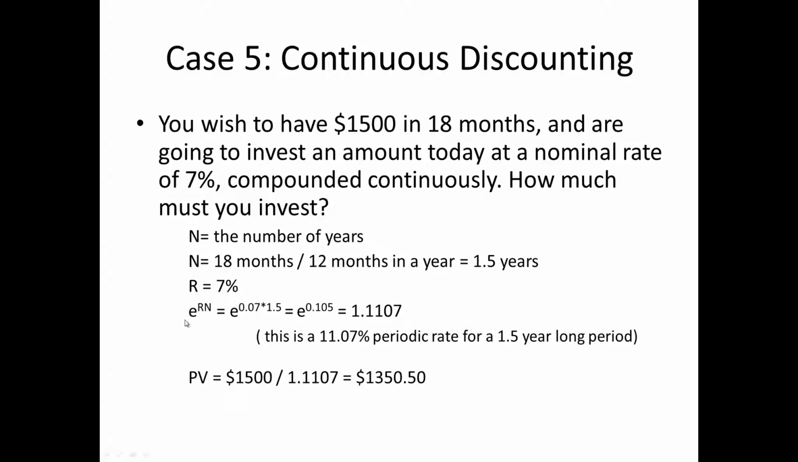And so the yield that you're looking for, for discounting, the effective yield is e to the rn, which equals e raised to the 0.07 times 1.5 years. So that's your n power. And so that equals e to the 0.105 power. That's equal to about a little over 1.11.